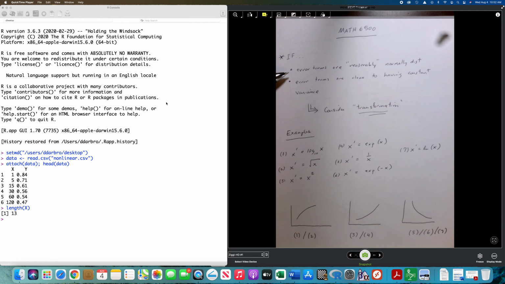So if the error terms are reasonably normally distributed and the error terms are close to having constant variance, then you may consider a transformation. Again, in the spirit of being completely open, honest, and transparent here, I'll always be honest with you, but I may not always be transparent about what's going on behind the scenes.